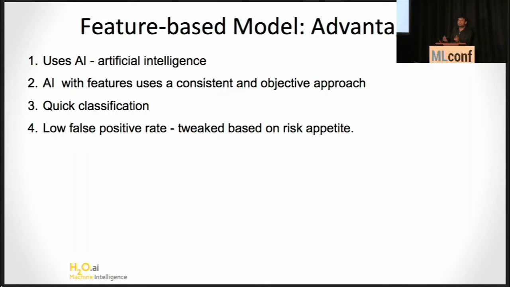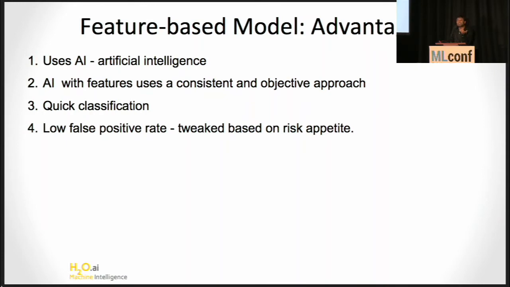The false positive rate is actually pretty low. The other thing about the false positive rate is it also depends on your risk appetite. You need to know how much risk you can take. And when I say risk appetite, it means what is the percentage of false positives or the percentage of false negatives that you can take.